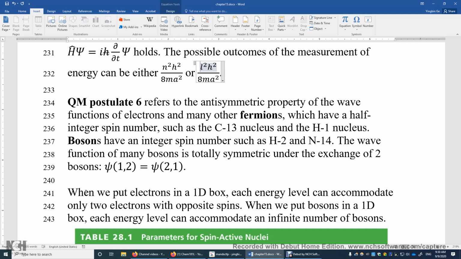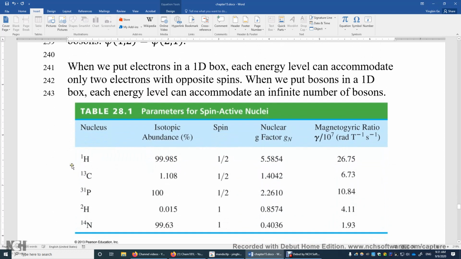All right, let's look at these two cases. Fermions have a half integer spin number. So, for example, electron has 1/2 spin number, and carbon-13, hydrogen-1 nuclei are also fermions. Look at this spin number of the hydrogen-1 nucleus and also carbon-13 nucleus. And also phosphorus-31 is a fermion. What about bosons? Bosons have integer spin numbers, such as hydrogen-2 is a boson, nitrogen-14 is a boson. So now helium-3 is a fermion, helium-4 is a boson.